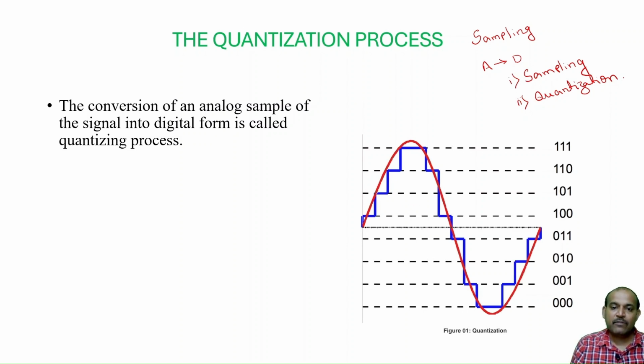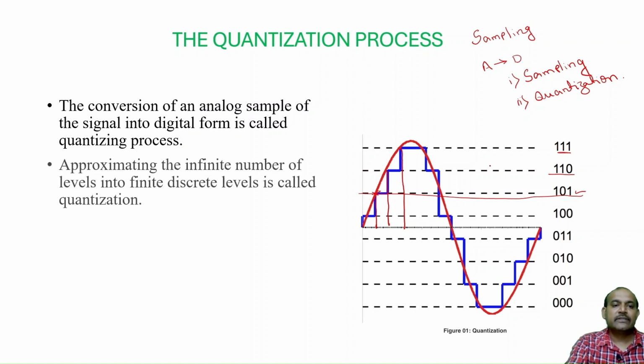In sampling, we get the samples at regular intervals of time. Here I am getting a sample, next at this point a sample, again at this point a sample, but still they are represented in continuous form. So I want to map these to some digital data. For example, if the sample value is this, I will map it to 101. If the sample value is this, I will map it to 110. If the sample value is this, I will map it to 111.